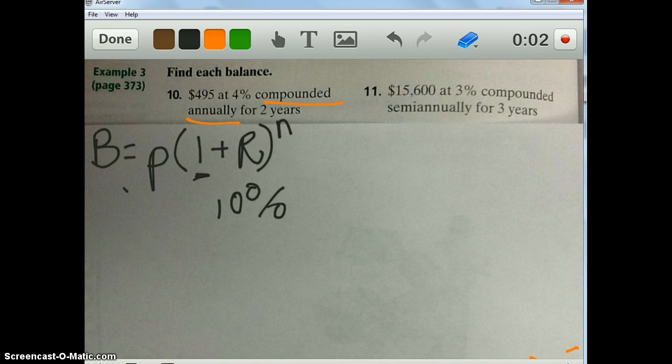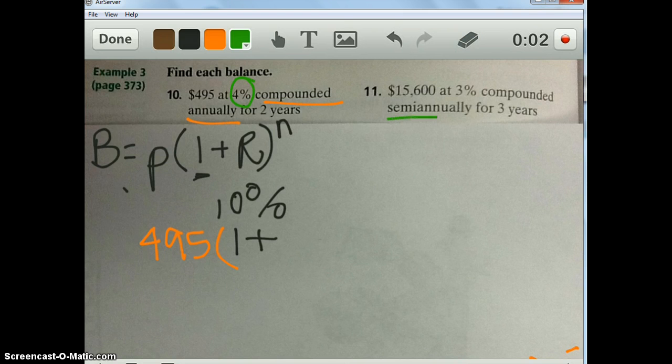It says compounded annually, which is really very nice. So my principal is right here. I'm going to put my principal in at $495. Then I write my 1. That stands for the original $495. But then I have this rate. Sometimes this rate is going to change. It won't always be what you see here. But this one says compounded annually. That means that it happens one time per year.